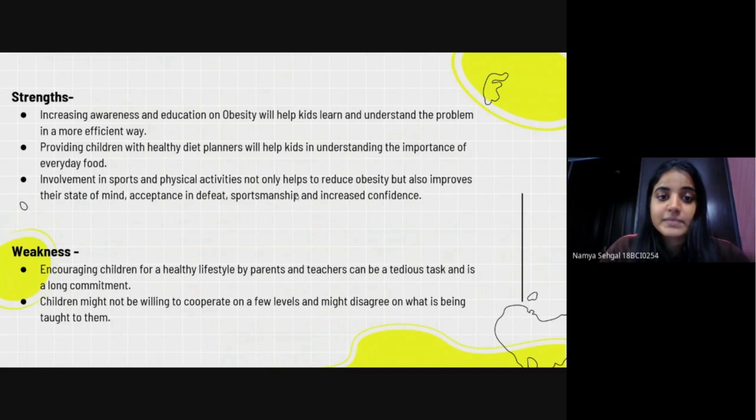Not only this, but involvement in sports and physical activities not only helps reduce obesity, of course, but also has an impact on their state of mind, acceptance in defeat, sportsmanship, and in short, being a better human being. Coming to weaknesses, encouraging children toward a healthy lifestyle by parents and teachers can be a tedious task, and it's a long commitment. Some of the children might not be willing to cooperate on a few levels and might disagree on what is being taught to them.